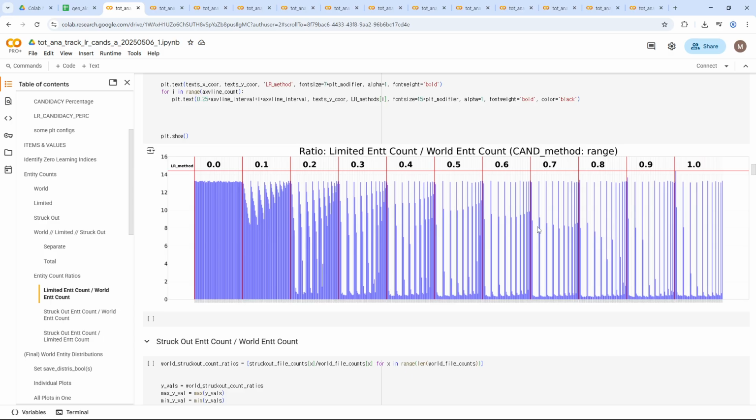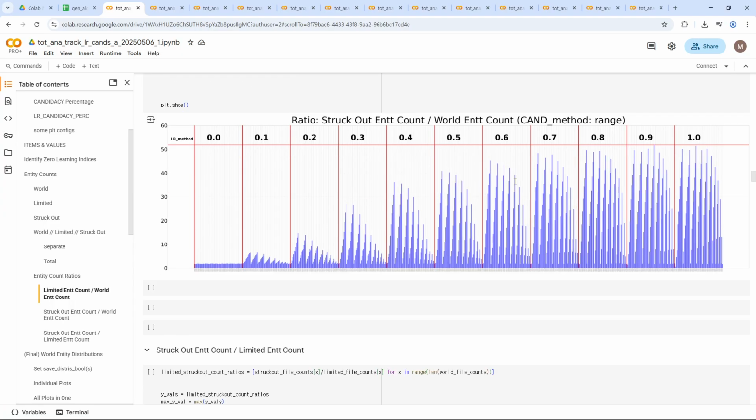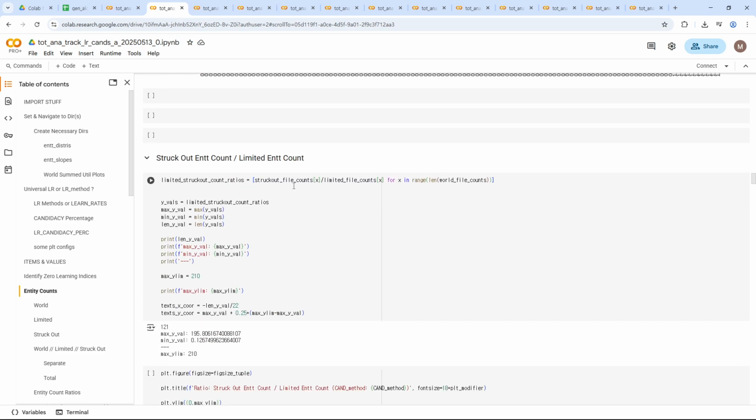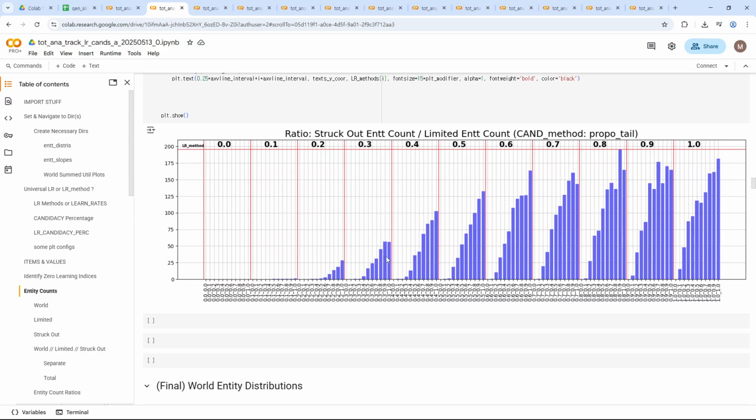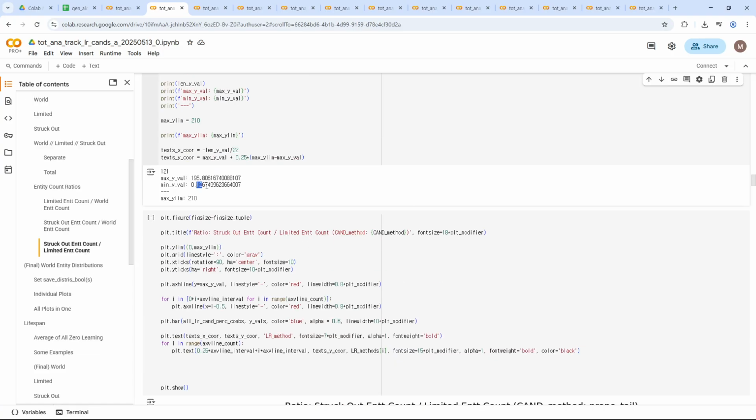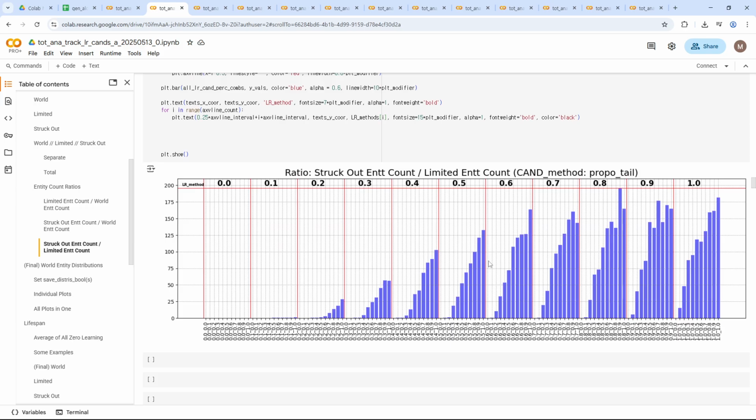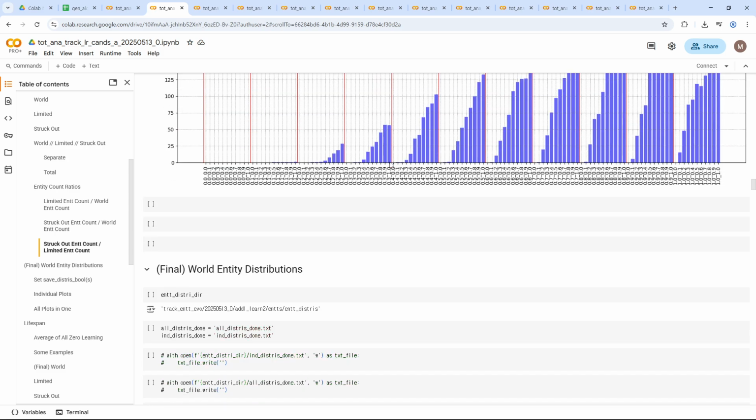You'll see these white gaps filled by these blue spikes. Yeah, and struck out entity count divided by limited entity count. So here I am already supposing that there are usually more struck out entities than limited entities, which is true. Well, sometimes they do go below 1, but the point still stands at around a learn rate of 0.2 or 20%.